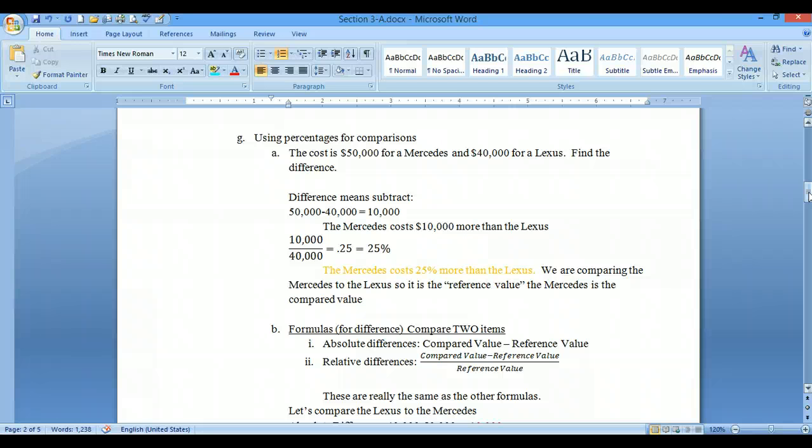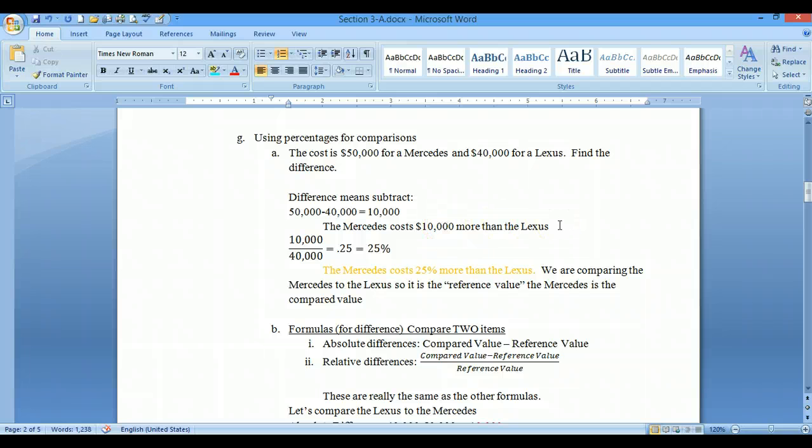Okay, our next example is using percents for comparisons, a comparison of two items. So the cost is $50,000 for a Mercedes and $40,000 for a Lexus. Find the difference. Notice it says difference and not the change. Change means in one item, difference, I'm looking at two. Difference as a definition has always meant subtract. So I need to subtract the two prices for the Mercedes and the Lexus. The Mercedes came first, so I'm going to subtract Mercedes minus Lexus, which is $50,000 minus $40,000, which is a difference of $10,000 in cost. The Mercedes costs $10,000 more than the Lexus.